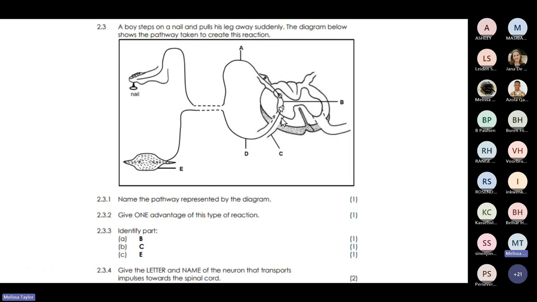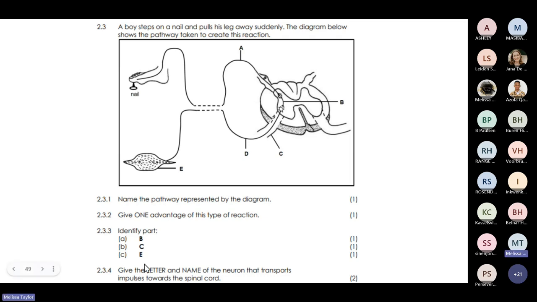Part B, that is the little neuron inside the spinal cord. So that's the interneuron. Sorry, there's a duck nearby, if you can hear it through my computer. C is the ventral root, and E is the effector or the muscle.